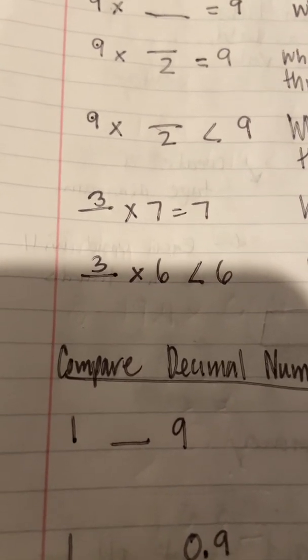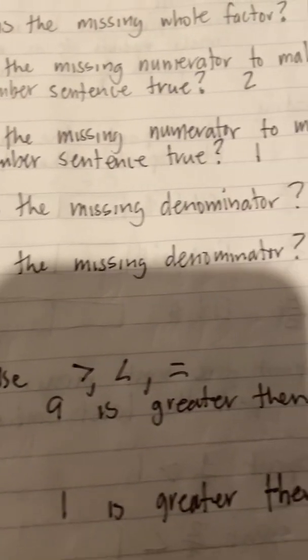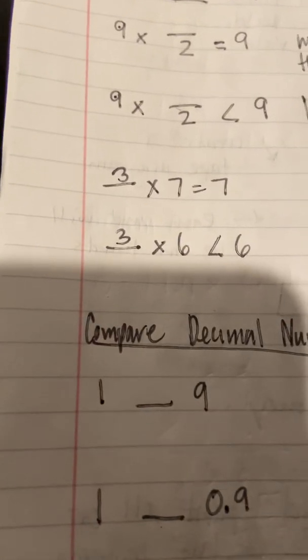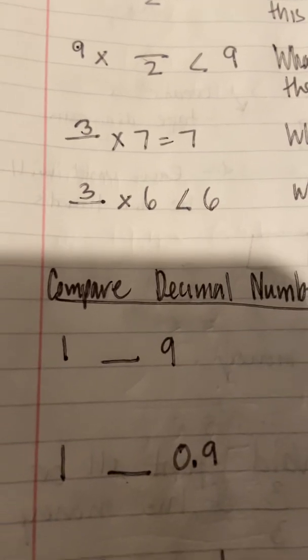3 over blank times 7 equals 7. What is the missing denominator? If you said 3, you would be correct. 3 over 3, which equals 1. So 1 times 7 will equal 7.